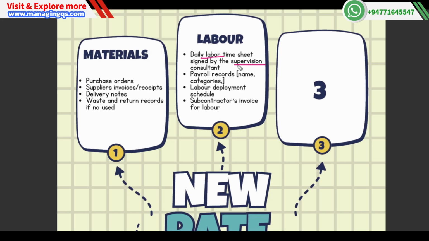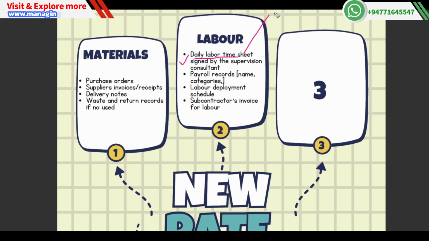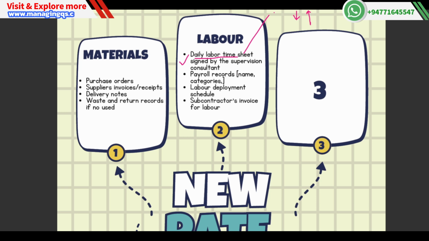So that's the case. We have to confirm that each and every timesheet should be signed by the supervision consultant. This is very important, the first point. Also, you can see the labor timesheets include how many laborers work and what their categories and positions are. For example, masons, carpenters, steel fixers, form workers, something like this. So the categories, labor numbers, and the time, punch in, punch out. There's a lot of information available, so I guess we have to check everything.